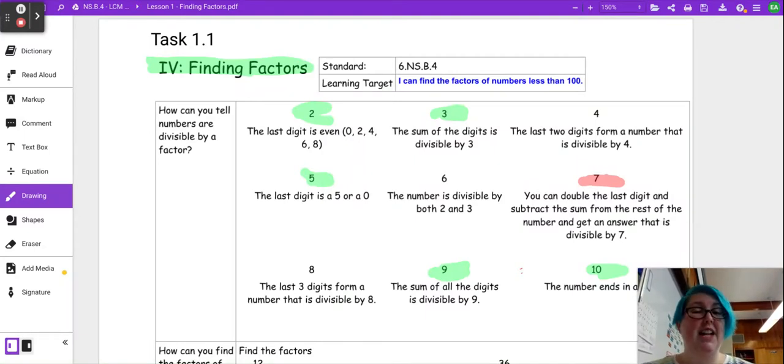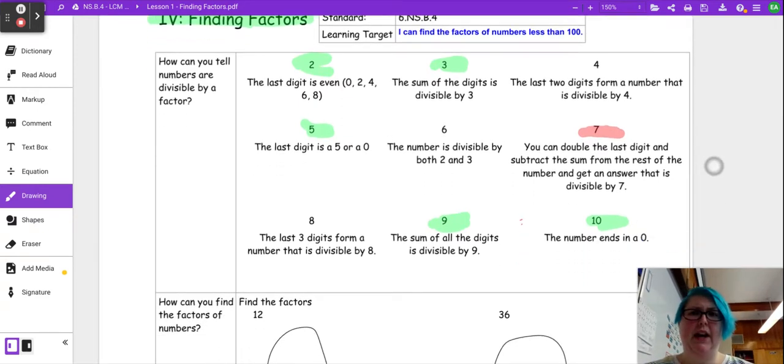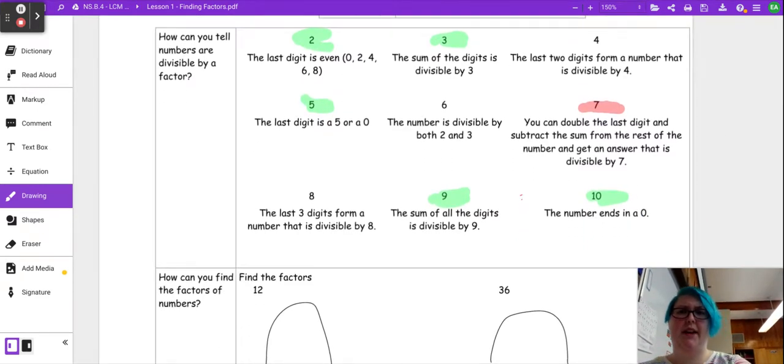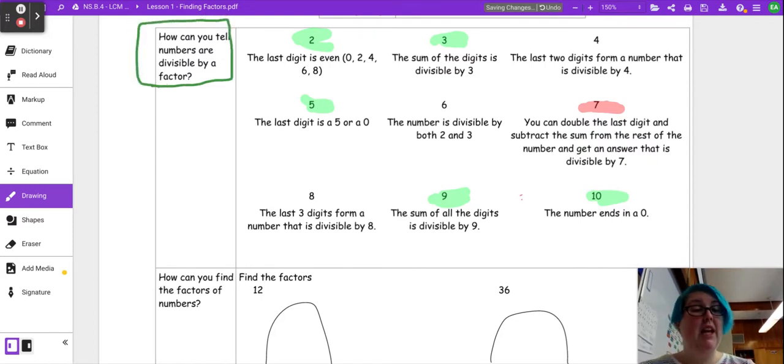Our learning target today is: I can find the factors of numbers less than 100. So let's get into it. How can you tell numbers are divisible by a factor? All of these questions over here on the left side should be answered by the notes. We are looking at the rules for whole numbers between 2 and 10.